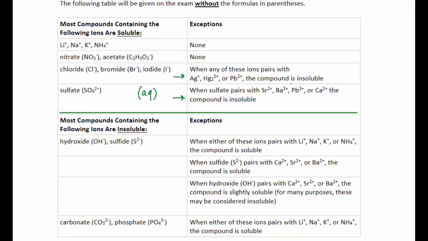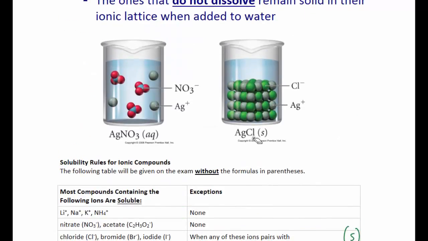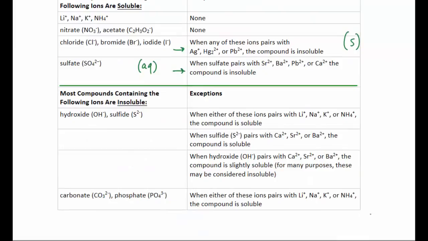When something is insoluble, what phase label does it have? Yeah. Just like our silver chloride right here. Most chlorides are soluble unless it's paired with silver. That makes it insoluble. Okay? That's why this has a solid phase label. And the whole bottom half of the chart is opposite.